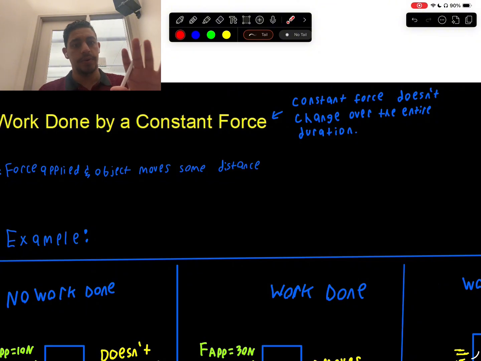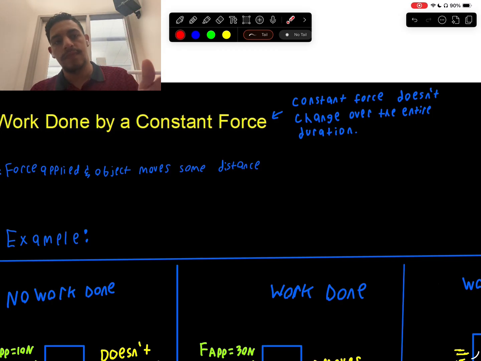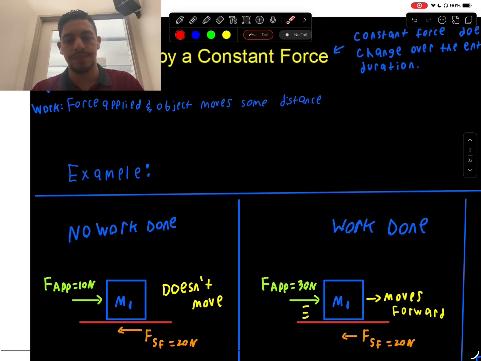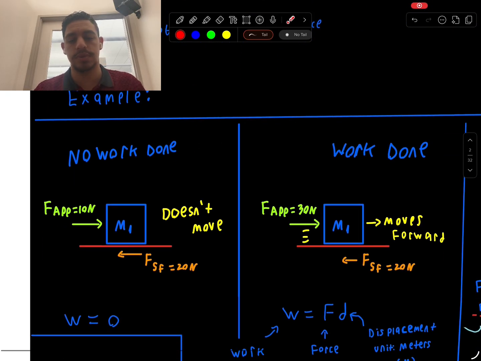So if you push an object, you only push it with a certain amount of force. You don't continuously push harder and harder every meter that it goes. So if you're confused, we're going to go over it in just a second, okay? And the examples will make a lot more sense. So let's go through the examples.